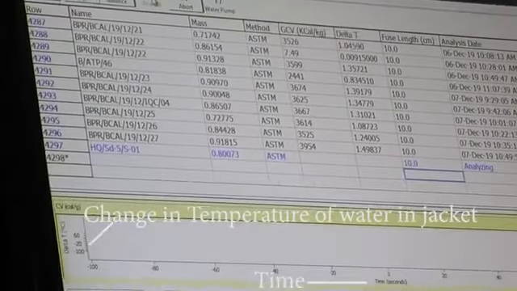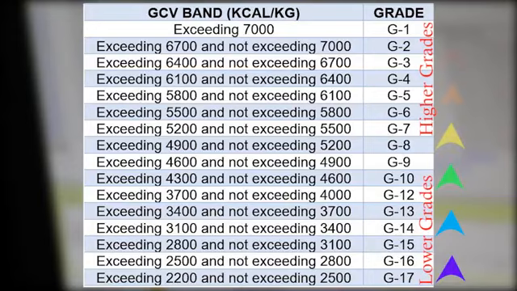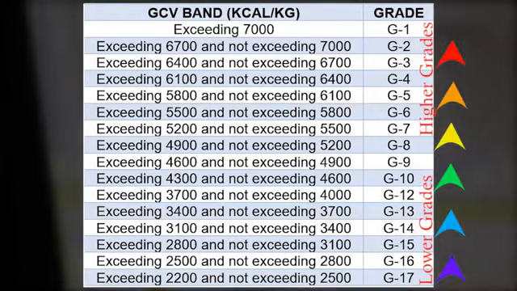The rise in temperature of water is measured. The GCV of the sample will determine the grade of the sample. Let's learn about the acid correction test.